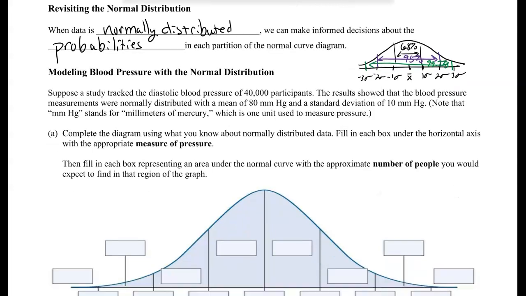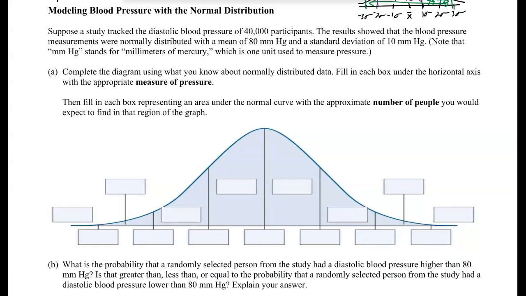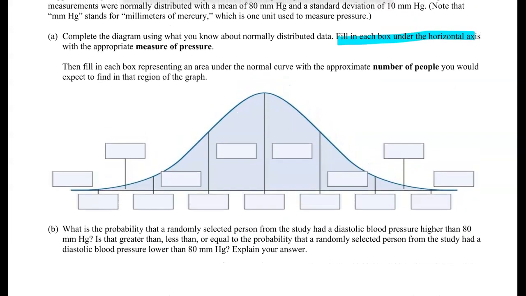Now, work with what you guys are thinking here. It says, complete the diagram using what you know about normally distributed data. Fill each box under the horizontal axis with the appropriate measure of pressure. Are you guys with me on this? Okay. So when you were working with this, what would go right here on the bottom?